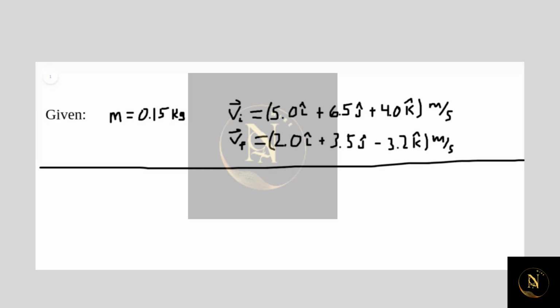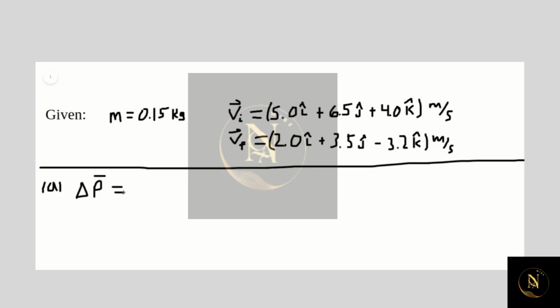And it wants us for part A to find the change in the ball's momentum, part B, the impulse on the ball, and part C, the impulse on the wall. Okay, so to find the change in the ball's momentum, we'll call this delta P. This is part A.